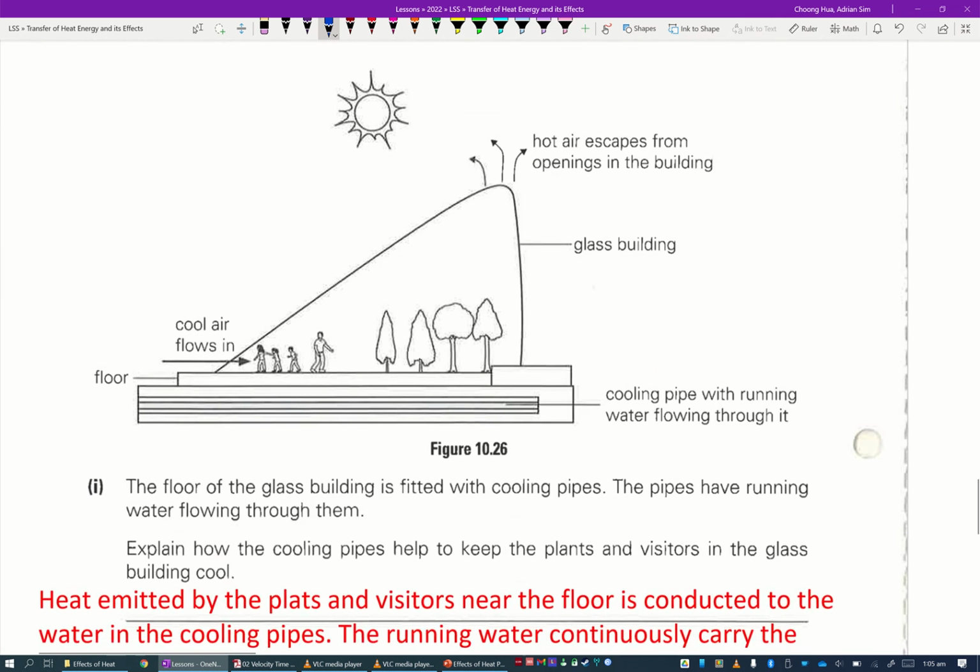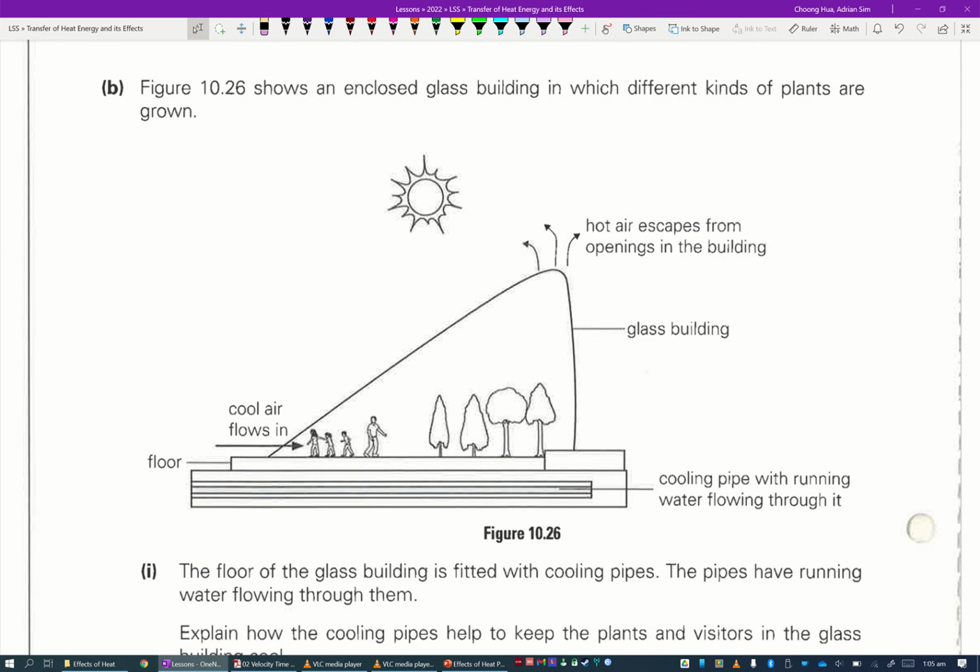Next, this design. I think most of you should be familiar with this design. It's actually in Singapore right now. It's actually in Jewel. We have an enclosed glass building, different kinds of plants in there, right? It's at the Jewel top floor, okay, where the cooling pipe runs, with running water flowing through it, okay.